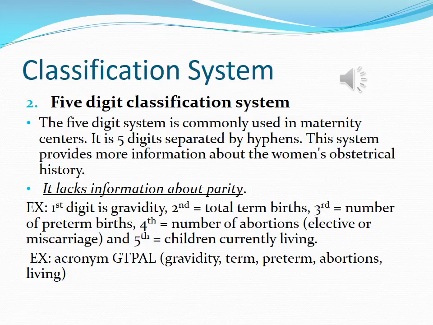Classification system continued. The 5-digit classification system is commonly used in maternity centers. It is a 5-digit separated by hyphens. The system provides more information about the woman's obstetrical history. It lacks information about parity, however. Example, first digit is gravity, second, total term birth, third, number of preterm births, fourth, number of abortions, elective or miscarriage, and 5, children currently living. Example, acronym GTPAL, gravity, term, preterm, abortions, and living.